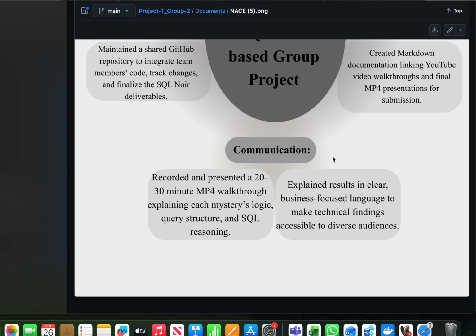Finally, communication was a big part of this assignment. We didn't just write SQL code, we had to explain our reasoning clearly in both written markdown cells and recorded presentations. This video walkthrough, for example, is meant to demonstrate not only that I can solve SQL problems, but also that I can explain them in clear, easy to understand language. That's a skill that's crucial in the real world, where you often have to present technical results to non-technical audiences.